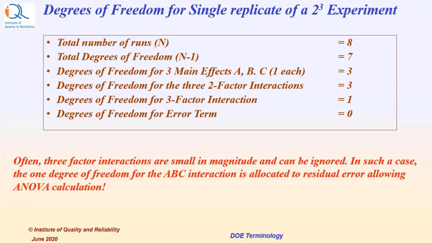Often 3-factor interactions are small in magnitude and can be ignored. In such a case, the 1 degree of freedom for the ABC interaction is allocated or utilized for residual error, allowing the calculation of analysis of variance.